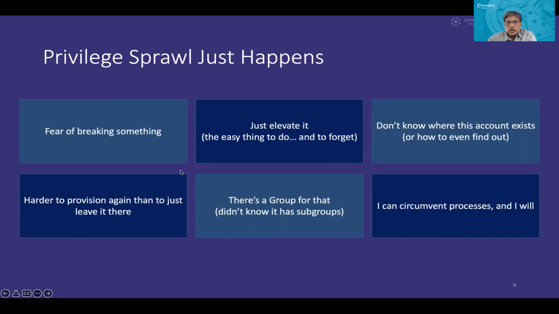As organizations grow, as M&A happens, organically, inorganically, organizations grow. And of course, people come and go as well. So more often than not, there is a fear of breaking something: if I remove this admin account, I'm not sure what the side effects or implications would be. So I'm just going to leave it there.